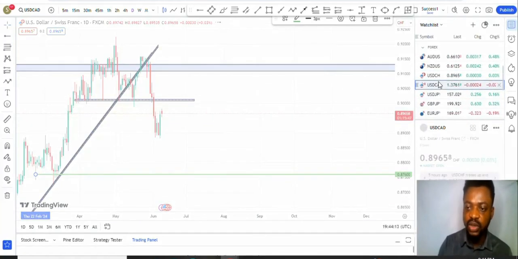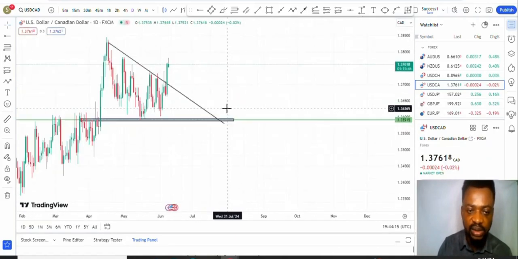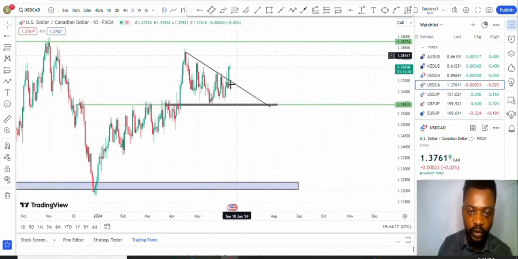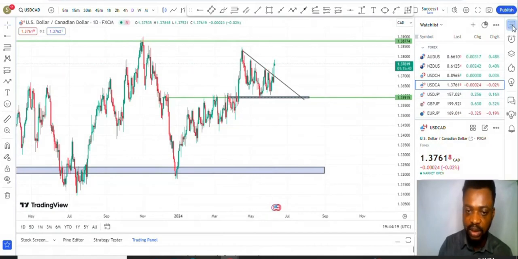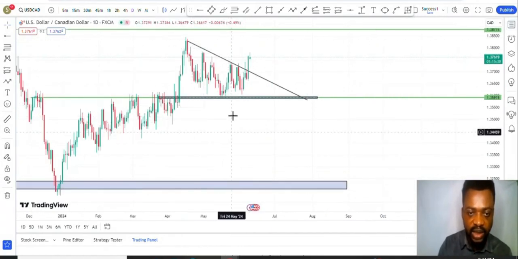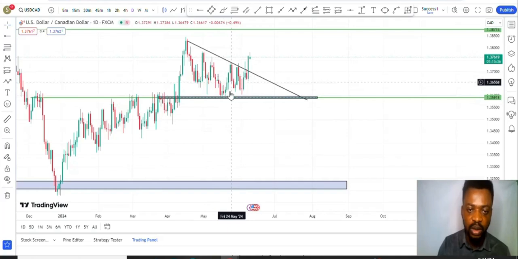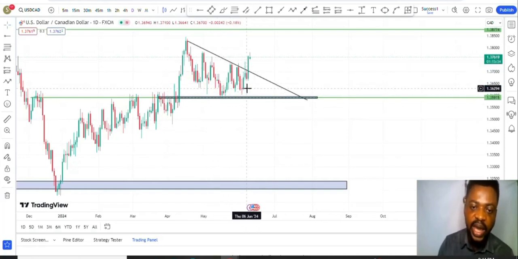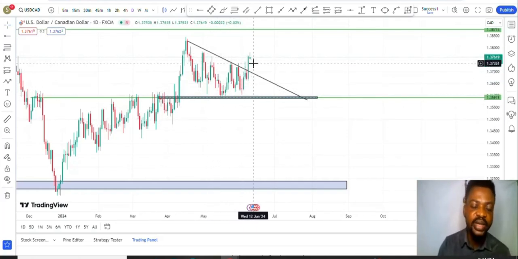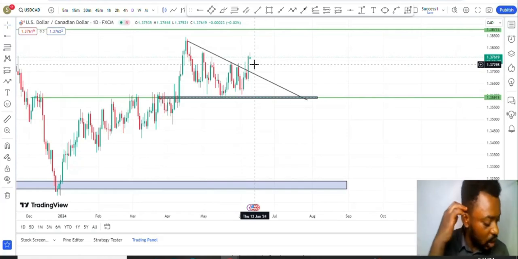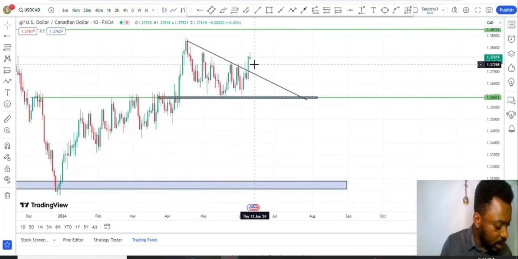USD CAD has broken above already, and there's been a strong range for a long time. So clearly, NFP made it break out, and although I learned that there's CPI this week, I don't know how true that is. But let me confirm from my news app.